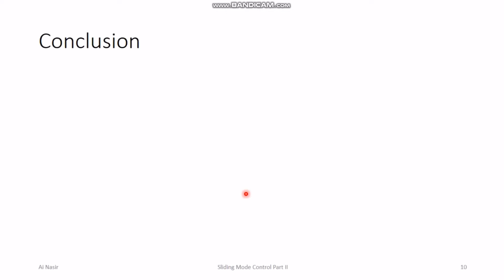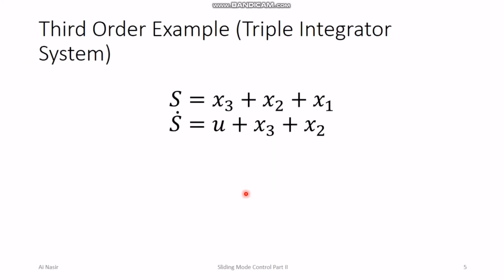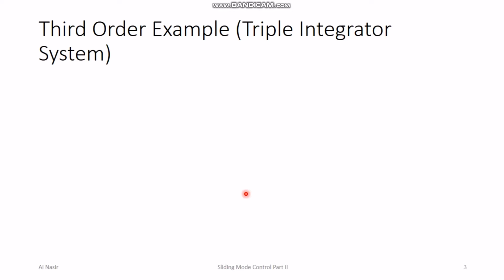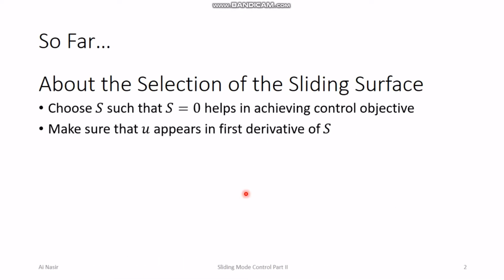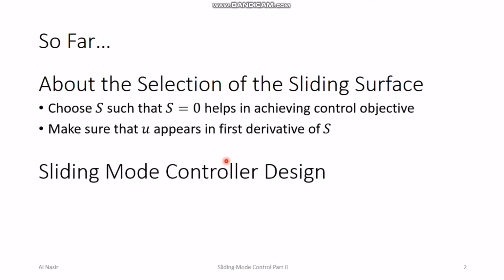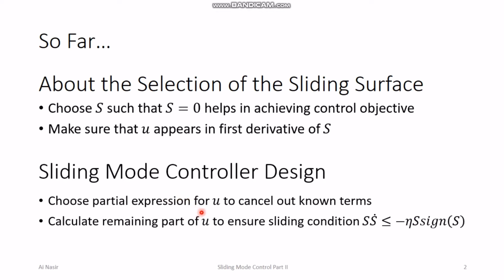Okay, so we are ready for the recap of the lecture, and we look at what we did today. So far we reviewed the conditions for selection of the sliding surface. So first of all, the sliding surface should be selected such that s is equal to 0 should help us in achieving the control objective, and then we should make sure that u appears in the derivative of the sliding surface. Then we first select u partially to cancel out the known terms, and then we select the remaining part of the u to ensure the sliding condition.